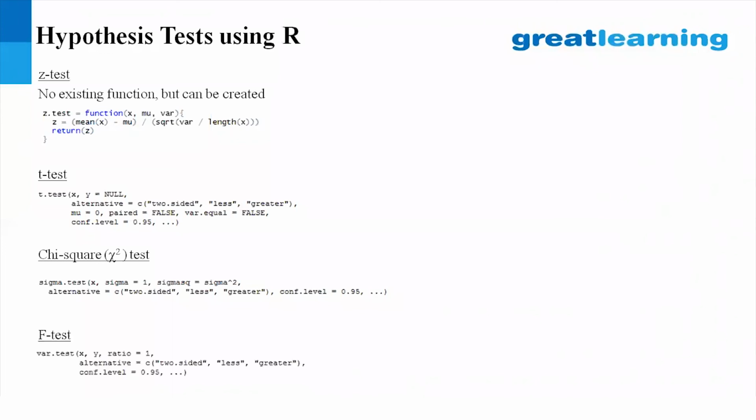And then the F test is nothing but comparing two variances. The F test is represented by var.test, in which you give the X and the Y data sets. What is the ratio between them that you want? If you want both the variances to be equal, then you put that as 1, or whatever you want it to be. And similarly, you give the alternative hypothesis, two-sided, one-sided, left or right, and also the confidence level. So instead of using Excel, if you want to use R, you can use these functions to do the hypothesis tests.